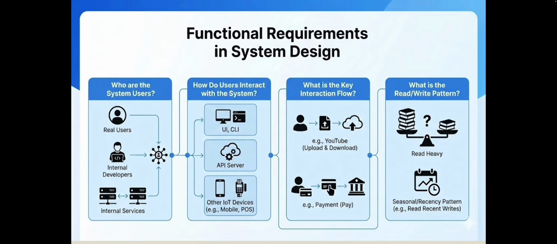This is pretty straightforward at a high level, but there are a few key things I think are especially important when analyzing functional requirements. Step one is you need to figure out who is the actual user. Is it a real end user or is it just some other entity? For traditional large scale system design problems like design YouTube, design Netflix, the user is typically a real person, an everyday end user.